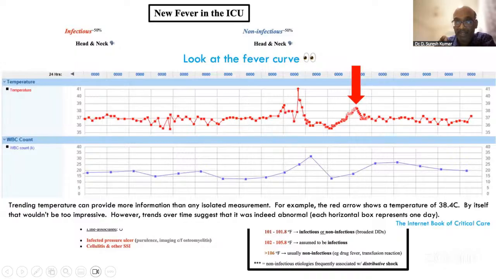But the bottom line is, don't react to 1 episode of fever in a stable patient. When a patient is stable and non-neutropenic, 1 episode of fever is not going to matter anyway. You need to monitor the trend. You need to monitor how it is evolving. Then only you need to react. Don't react to the 1 episode of fever.